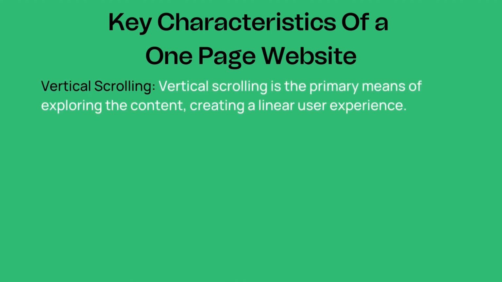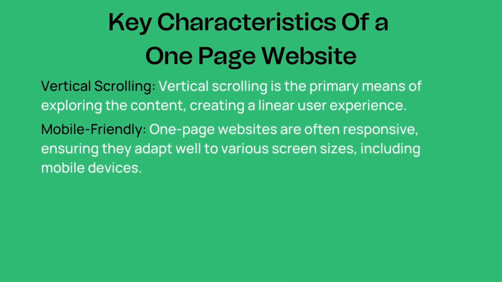Next up is the vertical scrolling. So with vertical scrolling, that primarily focuses on exploring the content, creating a linear user experience. Again, just to add on top of that, users would scroll down the page to move from one section to the next, and this vertical flow allows for a linear and intuitive user experience as opposed to the traditional horizontal navigation seen in a multi-page website.